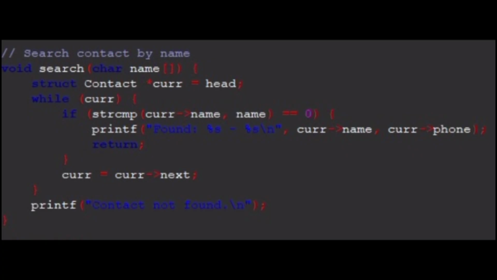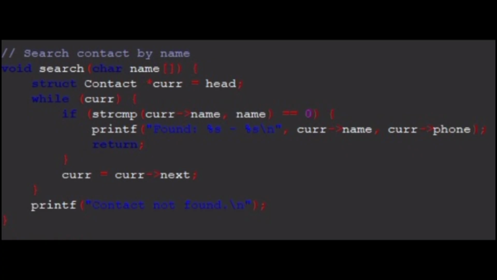struct contact *cur = head. Cur is a pointer to a structure of type contact. It is initialized to point to the head of the linked list. Head is assumed to be a global pointer pointing to the beginning of the linked list. While cur: this loop continues as long as cur is not null. It means we go through each contact one by one until the end of the list.